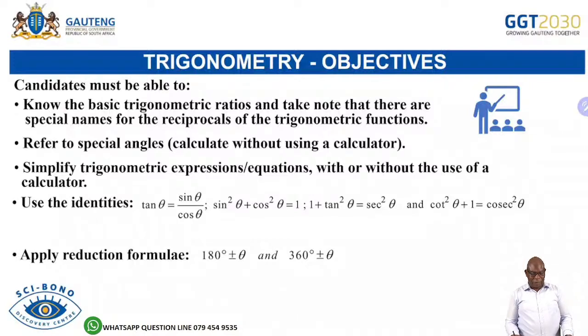Under trigonometry, first of all, when you're practicing, you really need to know the basic trigonometric ratios. This is the pre-knowledge that you need going into your exam. And take note that there are special names for the reciprocals of these trigonometric functions. So always you must know your ratios and also their reciprocals. You need to refer to special angles calculated.